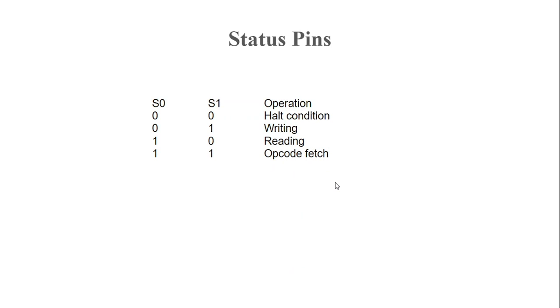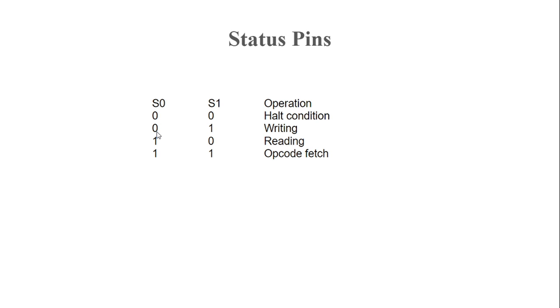What types of operations can be described by using these two pins? Suppose we have S0 and S1, and this column indicates the operation. If S0 is 0 and S1 is 0, if both are 0 0 on those pins, it indicates that the microprocessor is in the halt condition. Such operations are performed when S1 and S0 become 0 0.